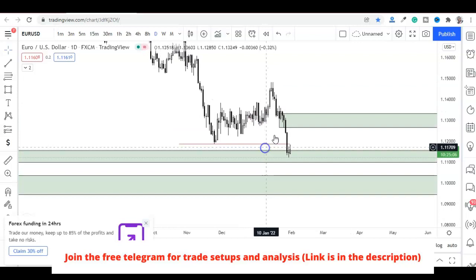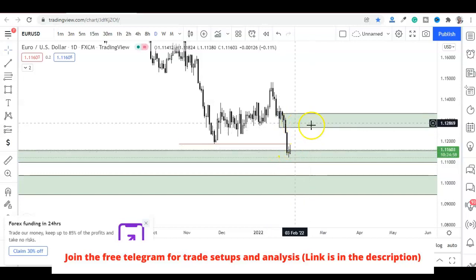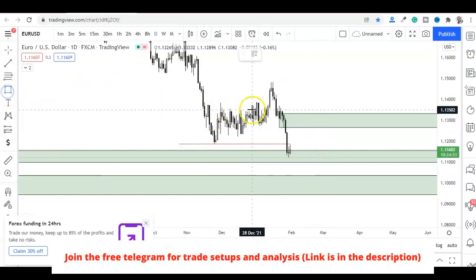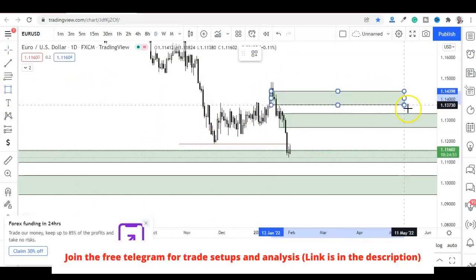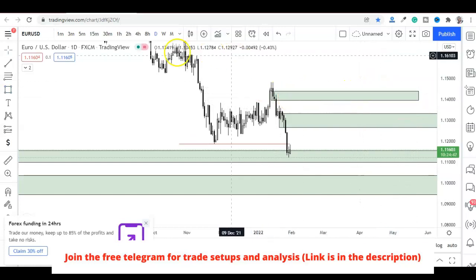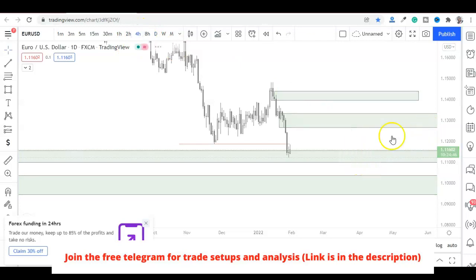So what we need to do is to position ourselves for a buy. Whenever we see a buy opportunity, we can buy up to this level. This is where I'll be looking for more sells in the market, and the final place for sells on the daily is this zone right here. So let's look at the 4 hours.